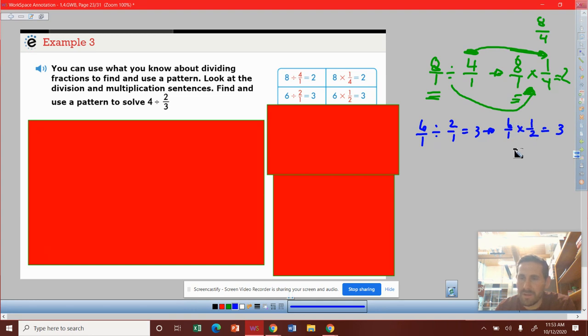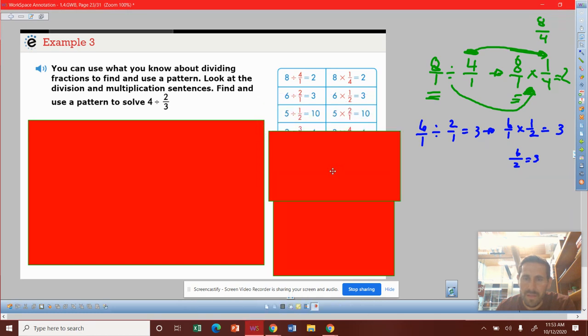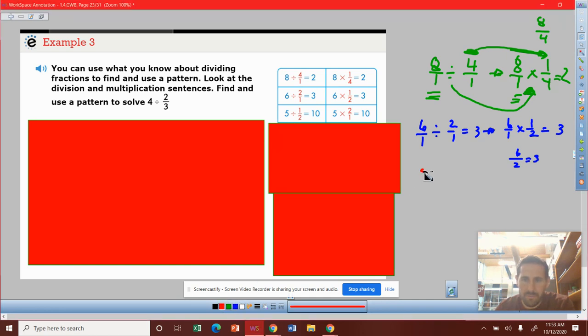So 6 times 1 is 6. 1 times 2 is 2. 6 divided by 2 does equal 3. Are we seeing a pattern? We'll check for one more. 5 over 1, which is the same as 5, divided by 1 over 2 equals 10. So that's the same as 5 over 1 times 2 over 1, and that equals 10.